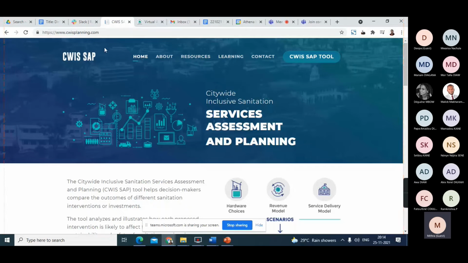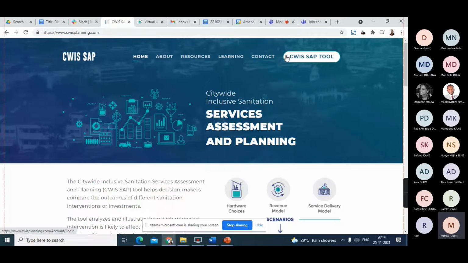We have this cwisplanning.com. This is the website that holds the platform. And you see here the resources and learning, from which you would be able to download some of the tool guides, data manual, and other learning briefs. So here, CWIS SAP tool, you have to click on this button.